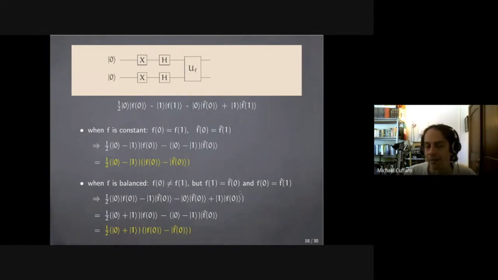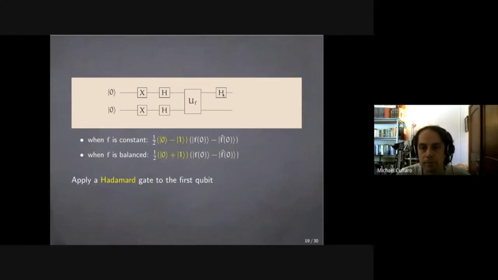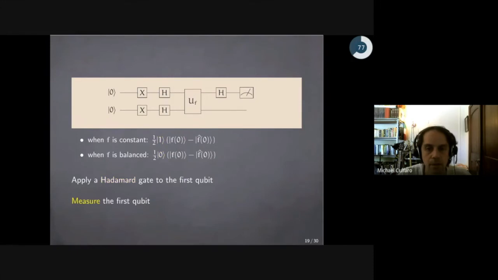But imagine that we don't have x measurements available. They're hard to implement, but computational basis measurements would be easier. So what we can do now is apply a Hadamard gate to the first qubit. A Hadamard gate is going to transform these into these, right? And now we can measure the first qubit. If it comes out 1, then the function is constant. If it comes out 0, then the function is balanced. And so there you go.